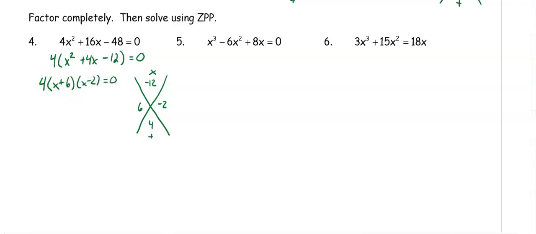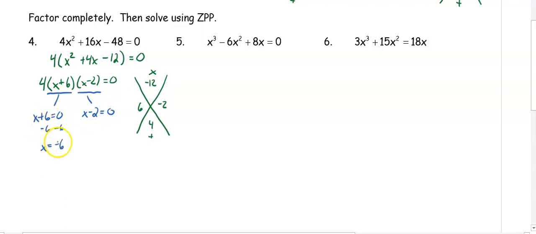Now, instead of stopping here like we did in the last problem, any term or parenthesis that has an x needs to get set equal to 0. So we have x plus 6 equals 0, x minus 2 equals 0, and we're going to solve for x. So subtract 6, x equals negative 6, add 2, so x equals 2. And we should have 2 solutions because we had an exponent of 2.